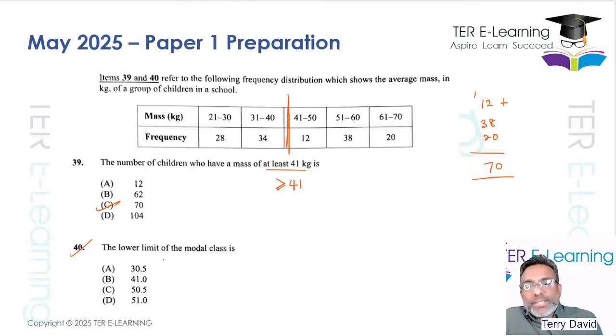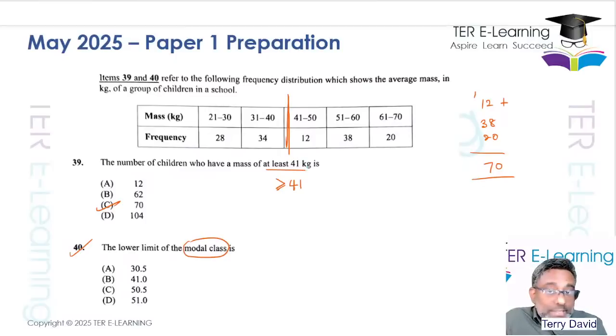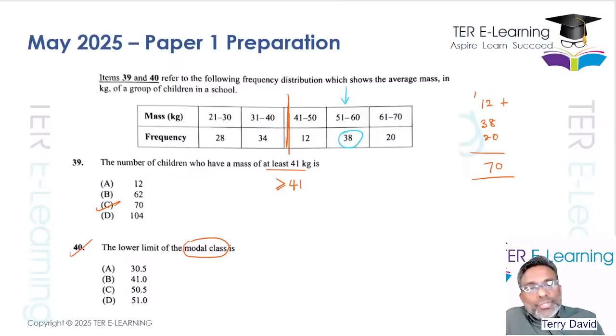Right, so let's see. The first thing we need to do is figure out the modal class. So you go to the table and look to see which one has the highest frequency. The highest frequency here is 38. That's the highest frequency, so your modal class is 51 to 60.